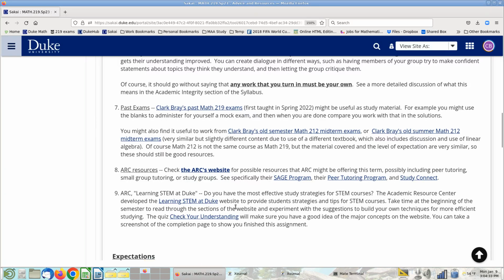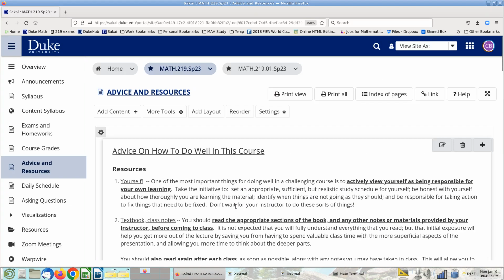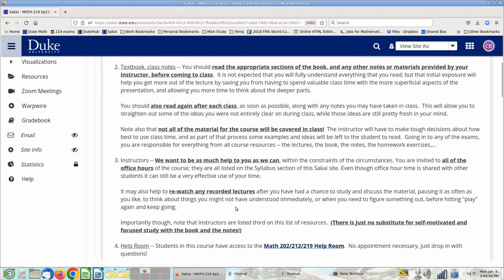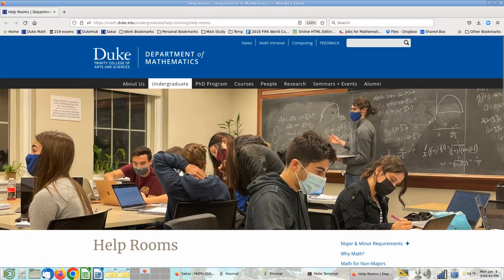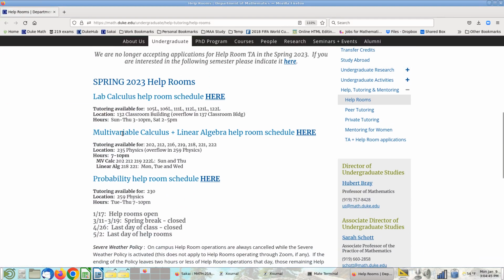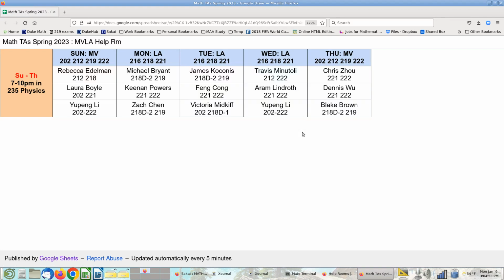Easy to do. Right here on the advice and resources page, come down to help room. We'll just click right there on that link. And here is the help room page, and you see multivariable calculus and linear algebra. This is multivariable calculus. Of course, we click on here, and there's the schedule for spring 2023. And you see we have multivariable support, including Math 219. There's 219 on Sunday and on Thursday. So it looks like I was right.